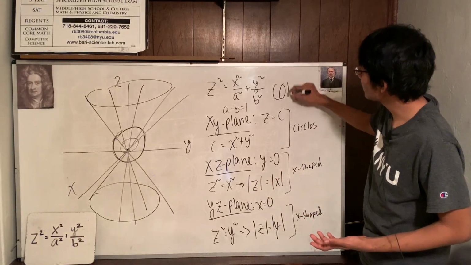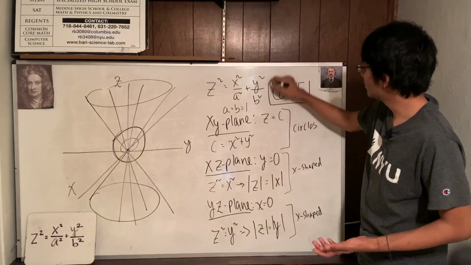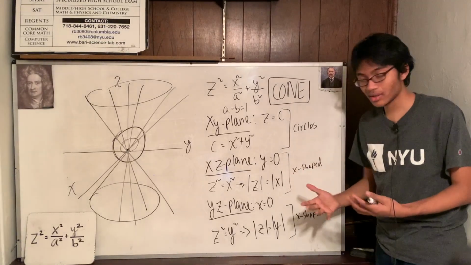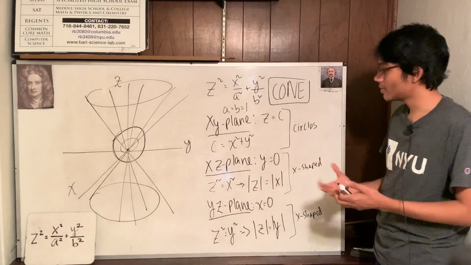So what is this quadric surface? It's just a cone. That's it, cone. That's a very nice quadric surface that we all like and we've all known for the past 12 years.